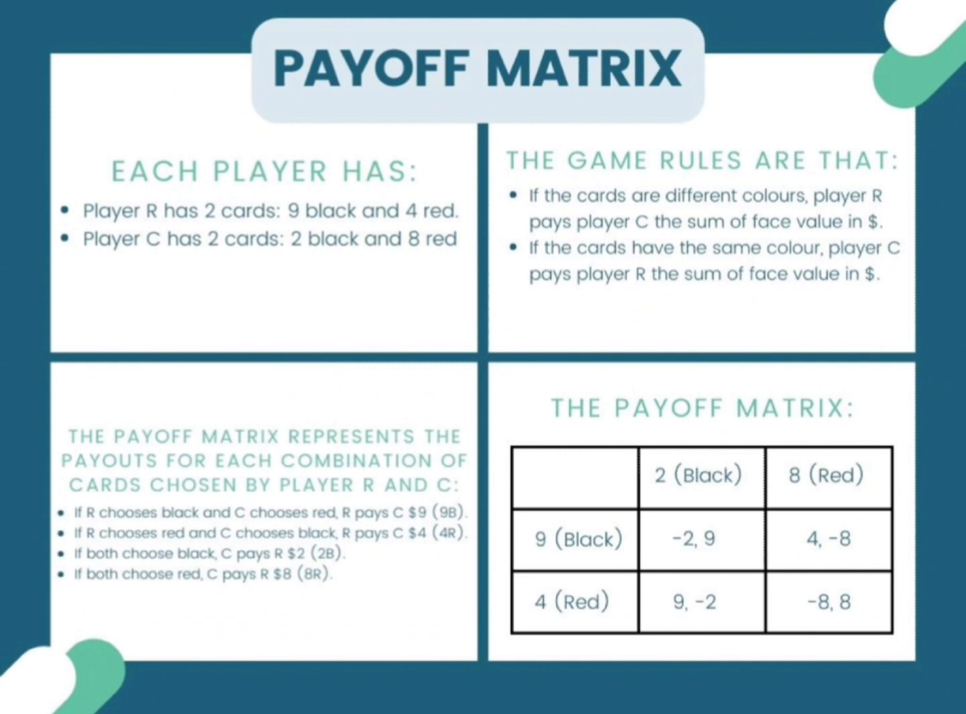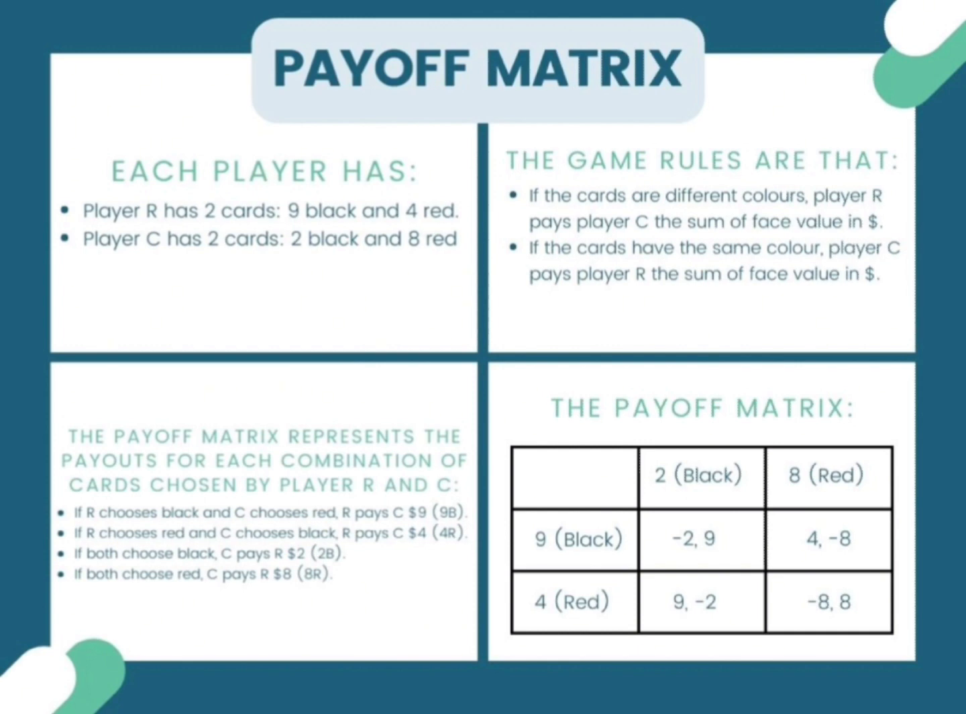Player R has 9 black and 4 red cards, while player C has 2 black and 8 red cards. The rules of the game are that, if there are different colors, player R pays player C the sum of face value, and if the cards are the same color, player C pays player R the sum of face value. The payoff matrix represents the payouts for each combination of cards chosen by player R and C.